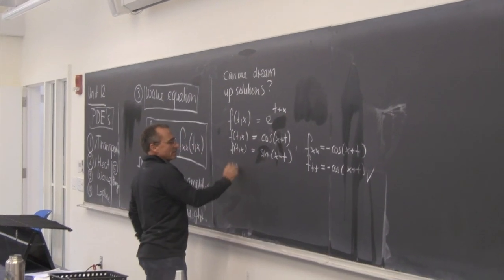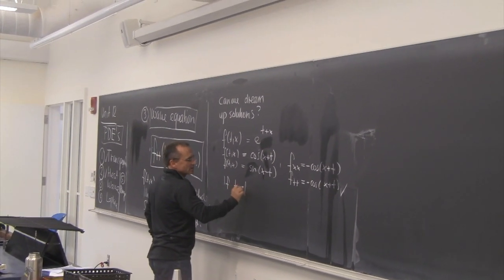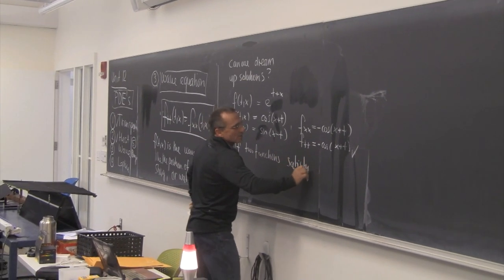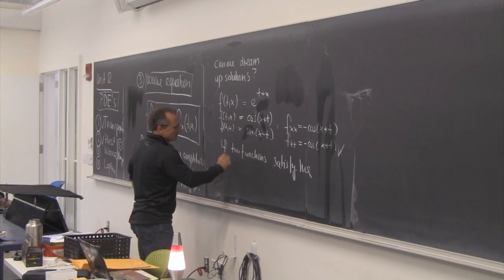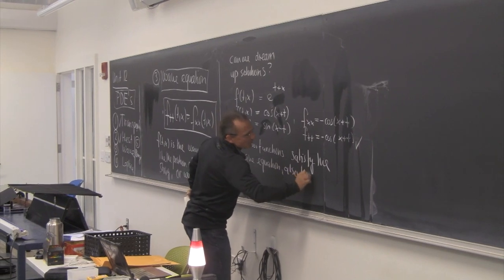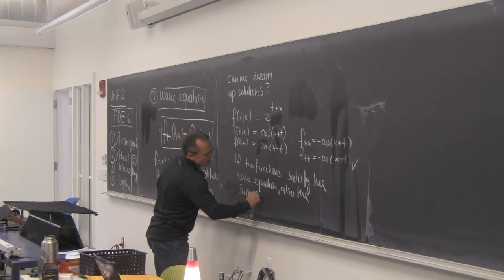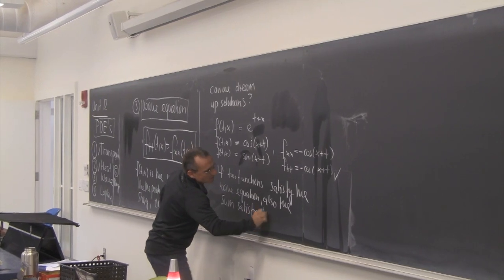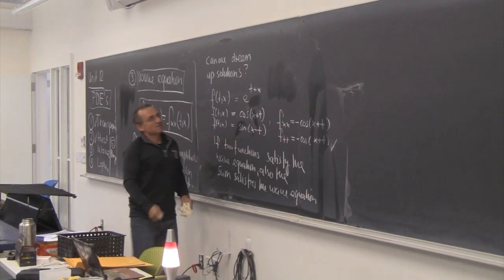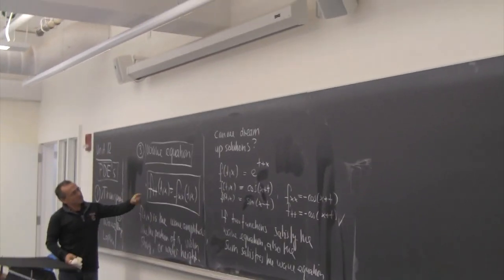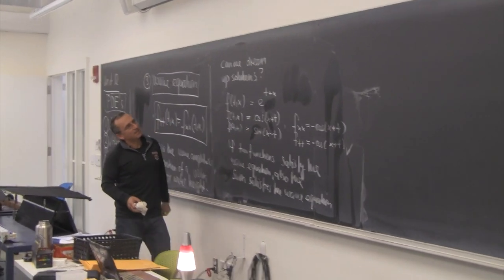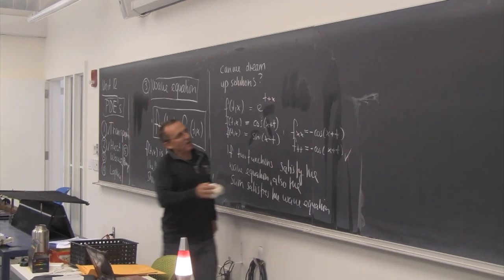So if two functions satisfy the wave equation, then also the sum satisfies the wave equation. This is a fundamental principle of all linear systems, and these are all linear systems, that we can do that. For example, the sum of cosine of x plus t and sine of x minus t also satisfies the wave equation.